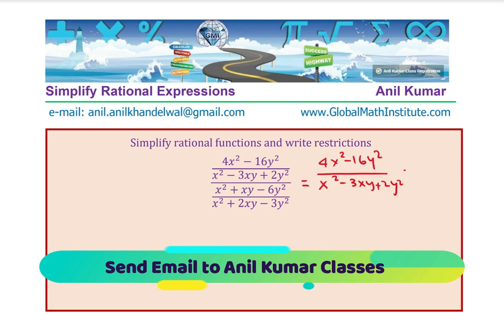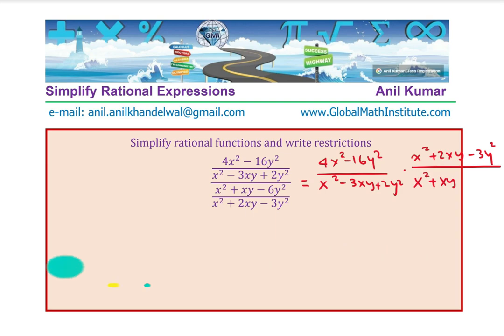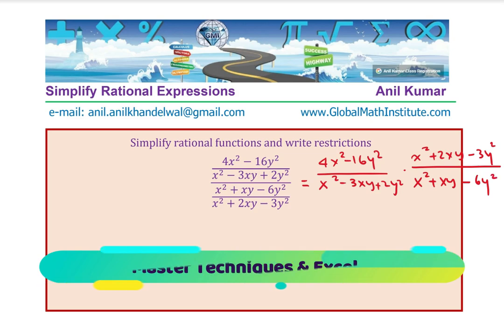So the denominator now flips, and we are going to multiply this with x squared plus 2xy minus 3y squared over x squared plus xy minus 6y squared. Makes sense. So that becomes your rational expression, which needs to be factored, then simplified, and then you need to write it with restrictions. Get the idea, right? So can you please do it?